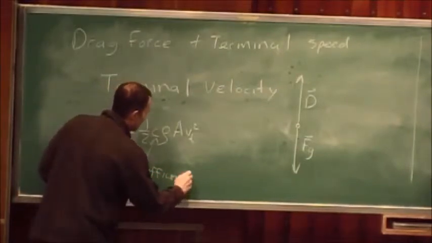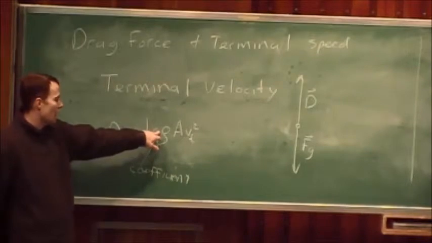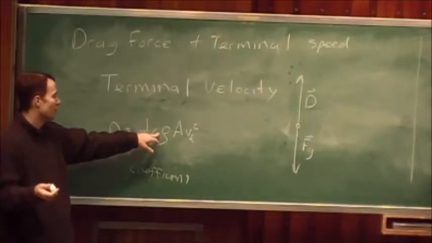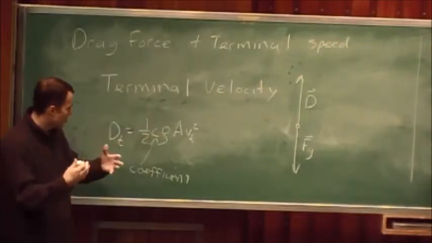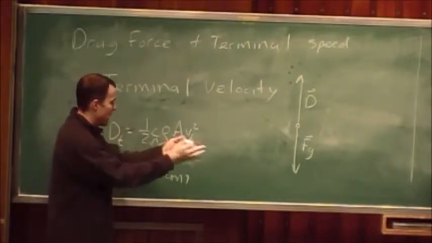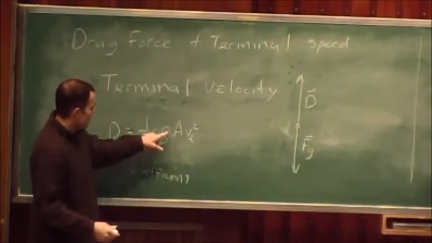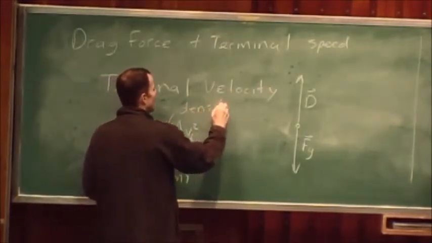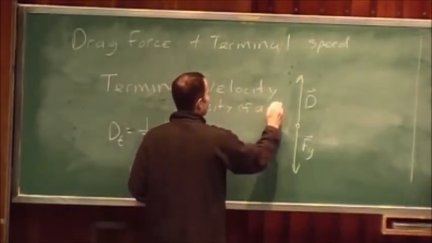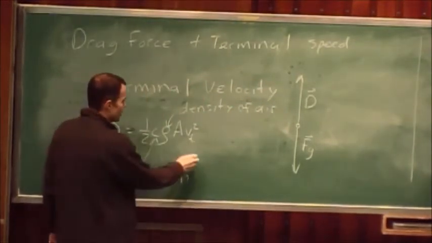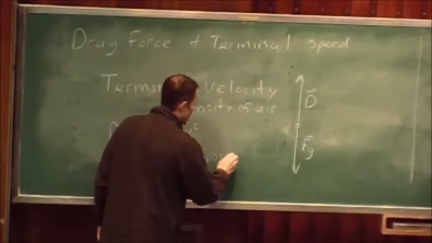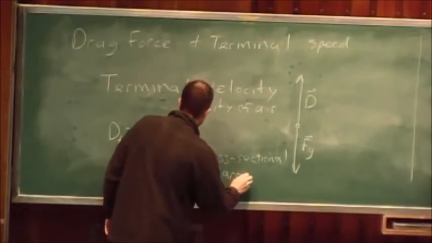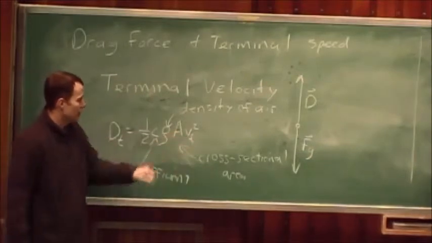that depends on, it doesn't vary much, as the book says, for example, between say 0.4 and 1. But it depends a little bit on what is passing through a particular object. And the rho is the density of the air that you're passing through. A is the cross-sectional area. And this is just the terminal velocity.